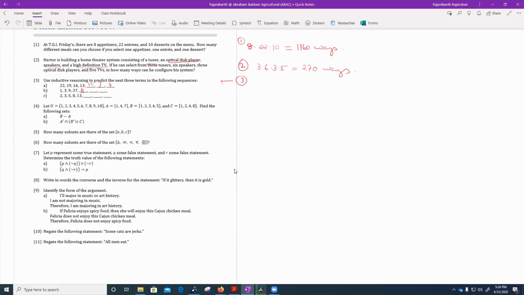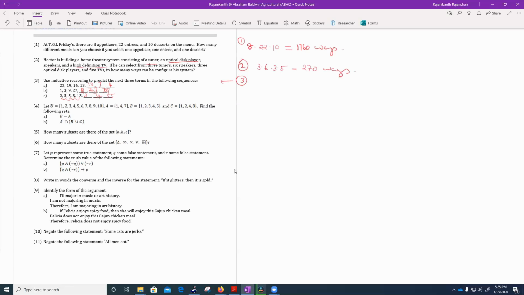81 times 3 is 243. Then 243 times 3 is 729. So the next one, what's happening? If you add the previous 2, you will get the next term. So 3 plus 2 is 5, 5 plus 3 is 8, 8 plus 5 is 13, and 13 plus 8 should be the next one, which is 21. Then 21 plus 13 is going to be 34. And 34 plus 21 should be 55 next.